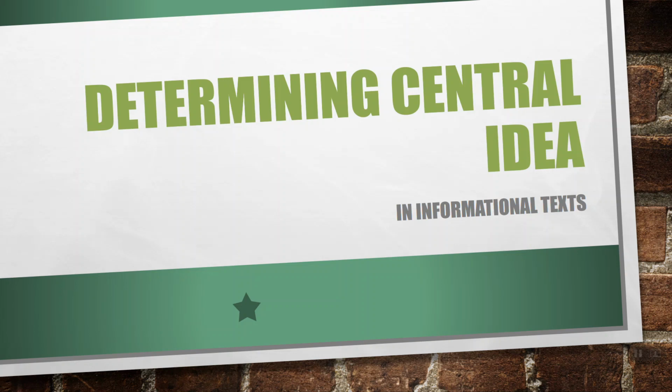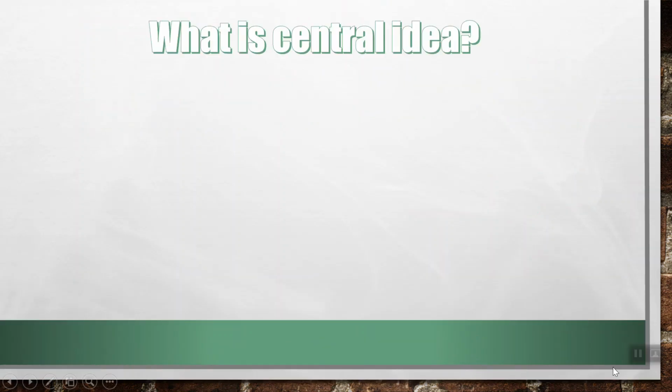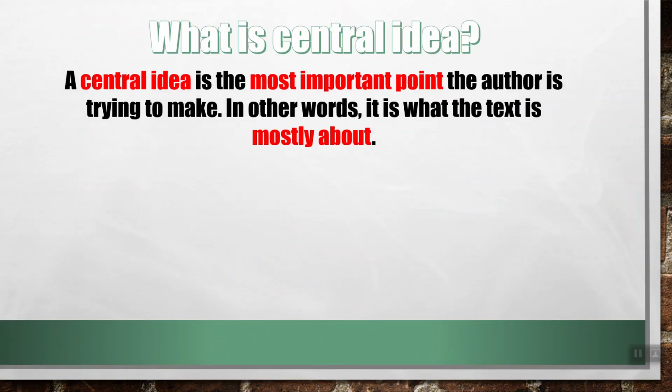Welcome back to part 2, how to determine a central idea and supporting details in an informational text. Before we delve into a passage to help us practice determining central idea, let's review what a central idea is. A central idea is the most important point the author is trying to make. In other words, it is what the text is mostly about.